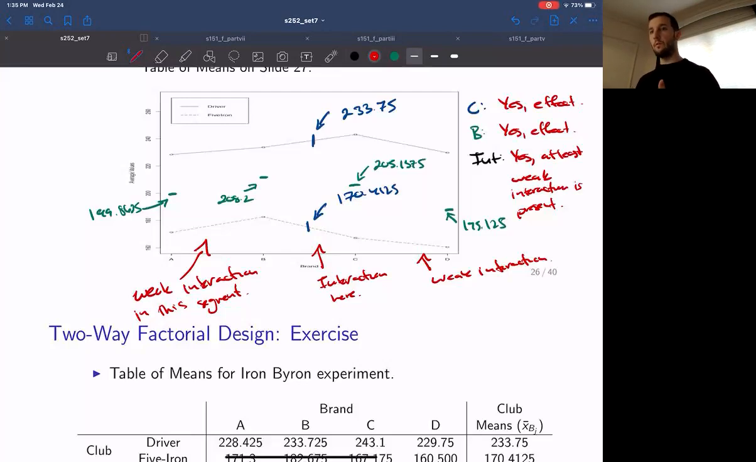So the last thing that we want to do, since we have rejected the null hypothesis for the main effects and the null hypothesis for the interaction effects, is then go and conduct multiple comparisons. So we want to determine where the differences lie across each main effect, so the brand and the club, and then across the treatment combinations for the interaction effect.